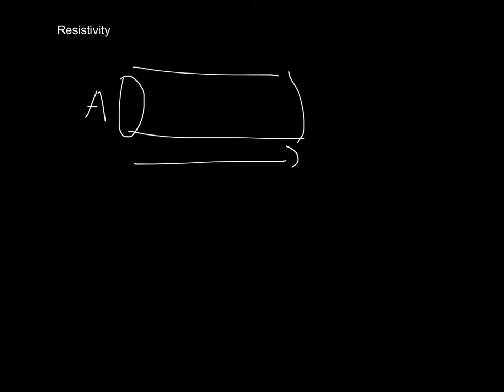The idea is that if I have a wire like this that has a certain area A and a certain length L, the resistance of the wire depends on both the area of the wire and the length of the wire. And it also depends on some characteristic of the metal that we call resistivity. It tells us how resistant that particular material is. So this little Greek letter, rho, is the resistivity. And we want to know how resistance depends on these three things.